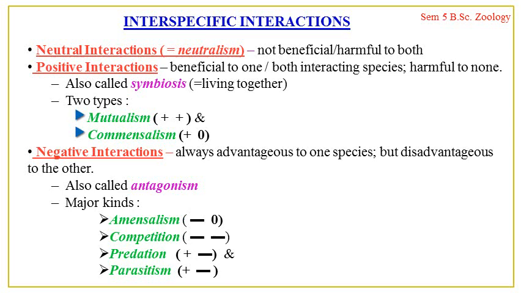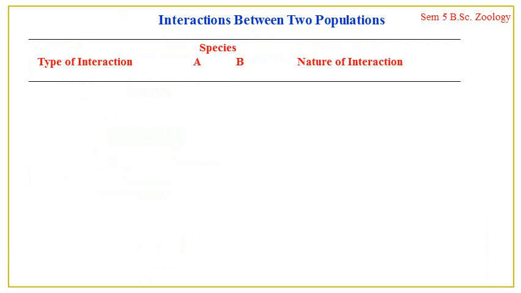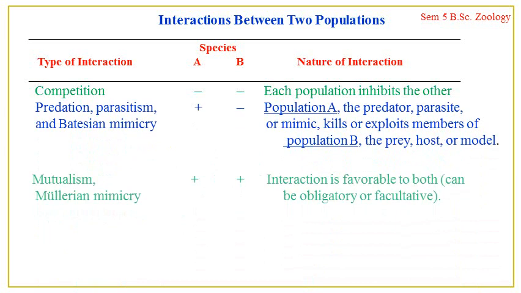And we will be looking into detail in the coming presentation. The first one, we have already seen, competition. Two species A and B are interacting. Both are getting affected in a negative way. So each population inhibits the other. Second one, you can see predation, parasitism, and Batesian mimicry.